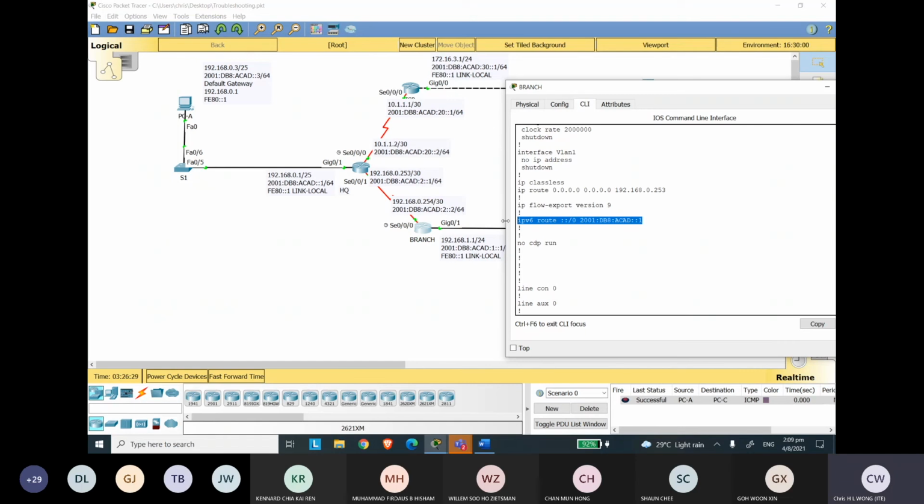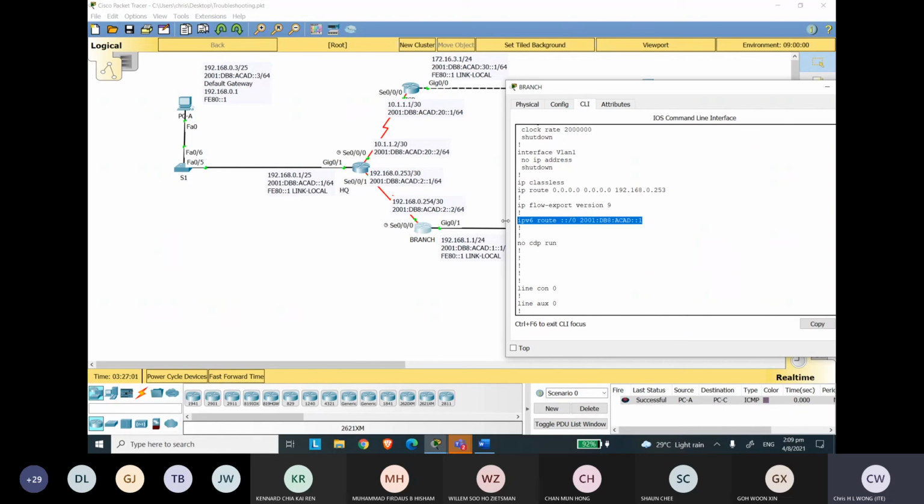You have already created a default route, but it doesn't show in the routing table. Can you tell me why not? Anybody can tell me why? This one will be tested. You'll be tested in your PA1. So when you look at all this, you must be able to tell what is wrong. You must know the command very well.